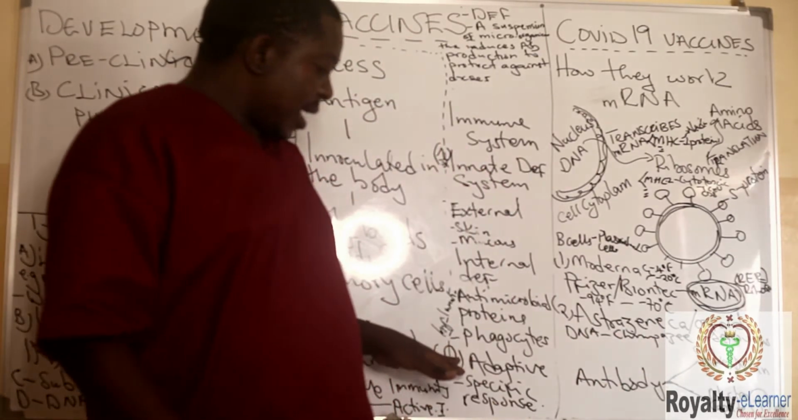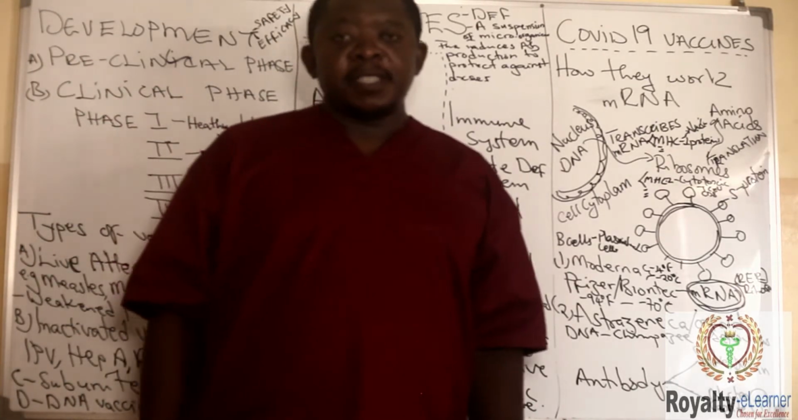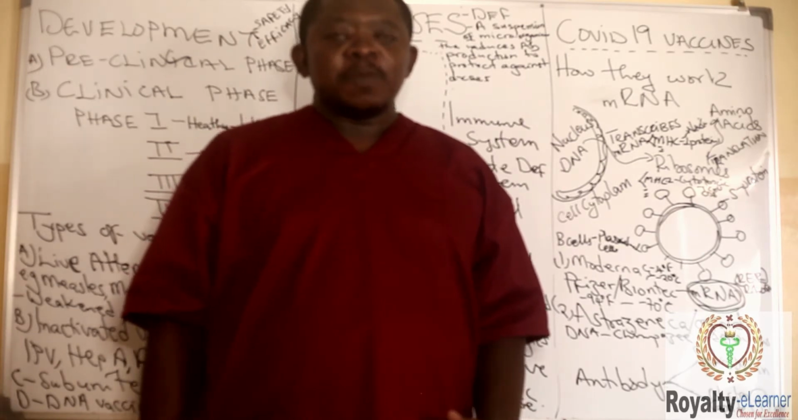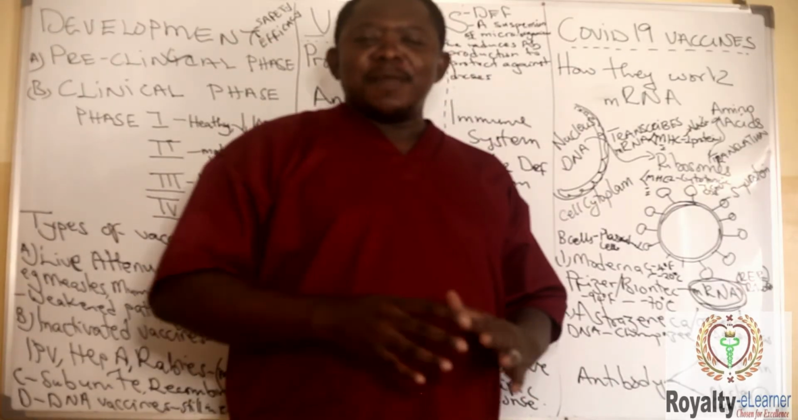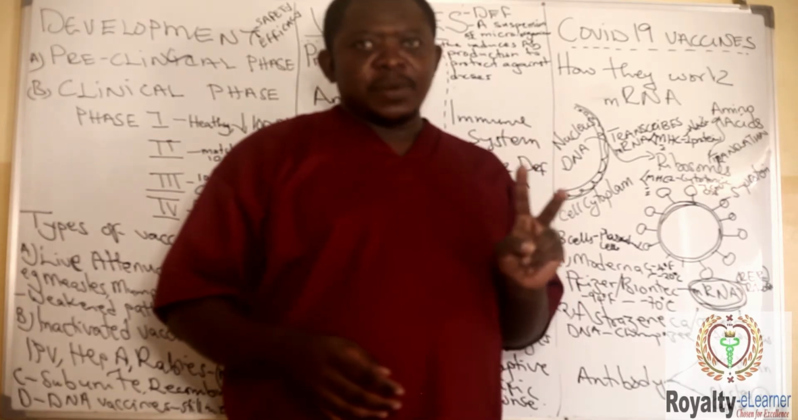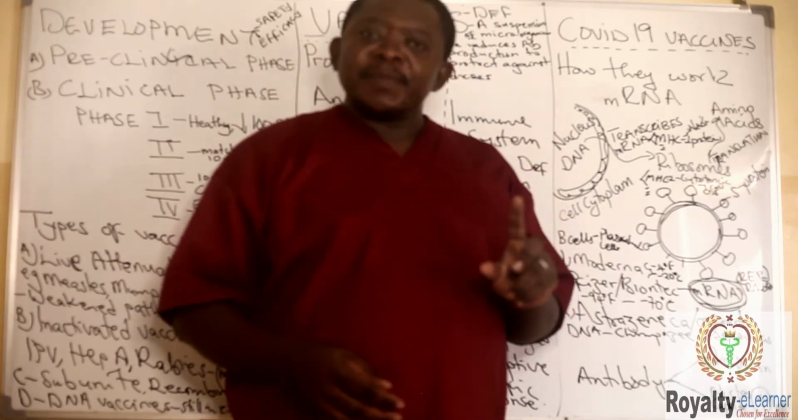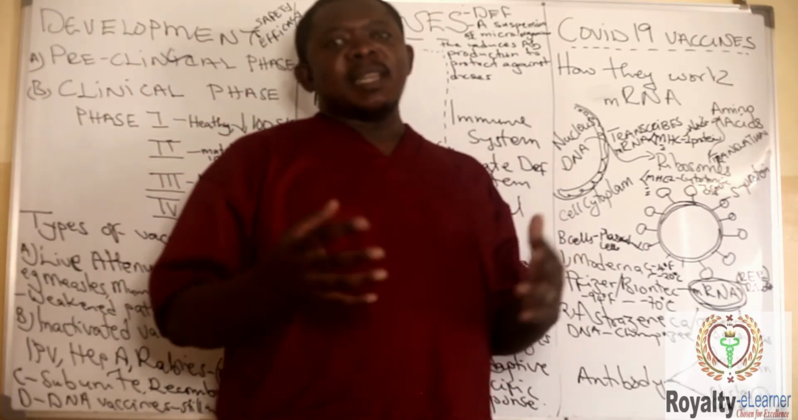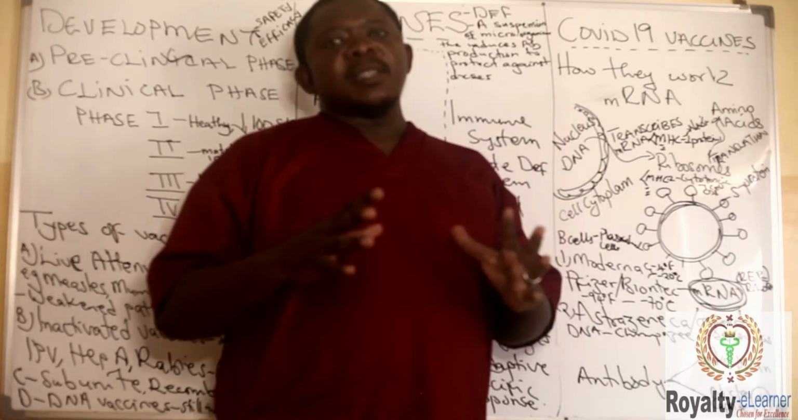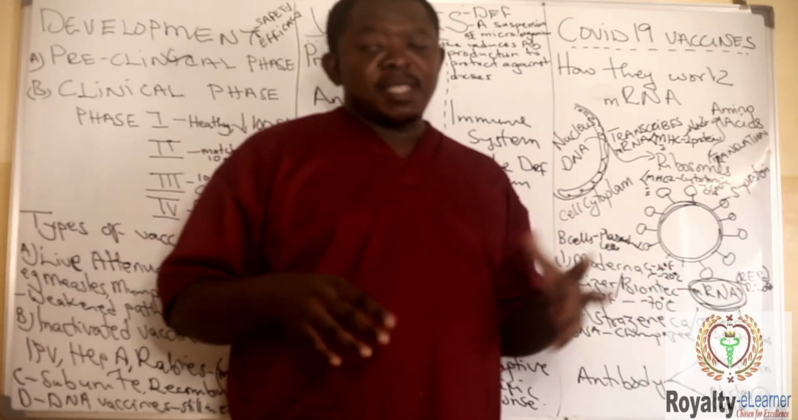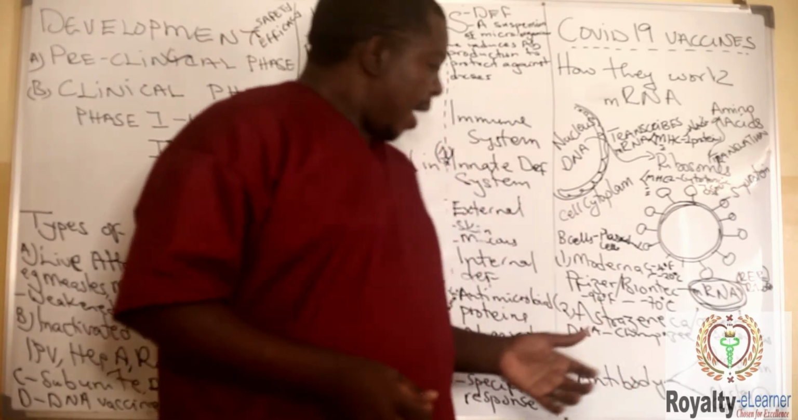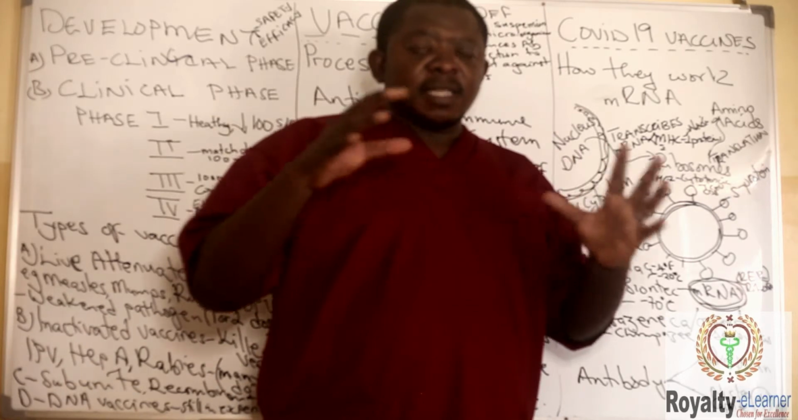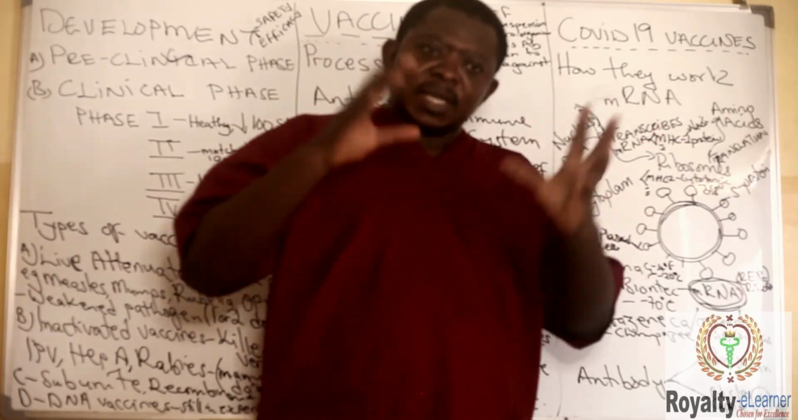Okay, so now that takes us to the adaptive or specific immune response. Adaptive immunity has two levels: humoral immunity and cellular immunity. When we talk about humoral immunity, we are talking about the immune system that is built on antibodies, where we have B cells fighting the infection. And when you're talking about cellular immunity, we are talking about specific cells that come now to fight the infection.